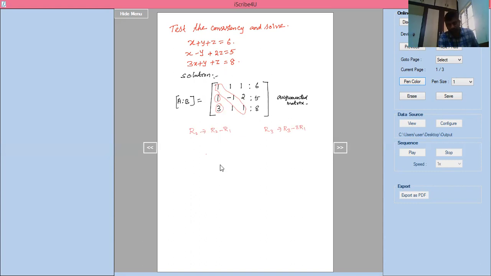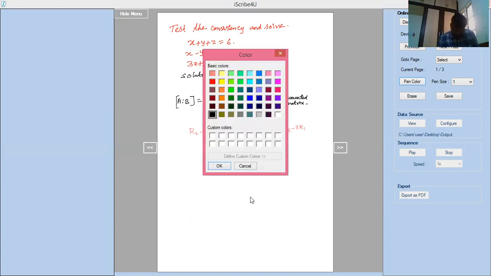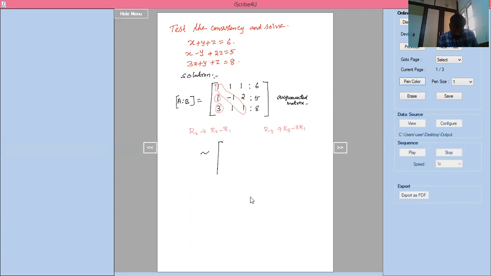I can write this by using: 1, 1, 1 is to 6. 1 minus 1 is 0, so we can simplify this: 1 minus 1 is 0. Minus 1 should be minus 2. And the next one, 2 minus 1, should be 1. And the next one, R2 minus R1, 2 minus 1. Next, 5 minus 6 should be minus 1.